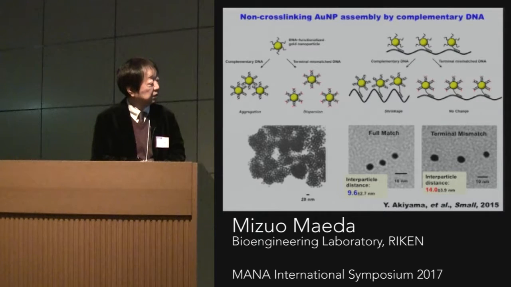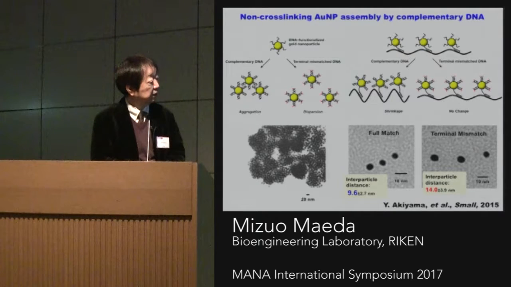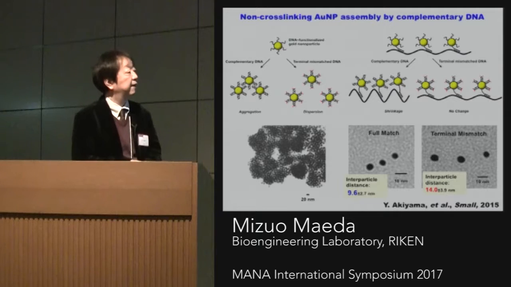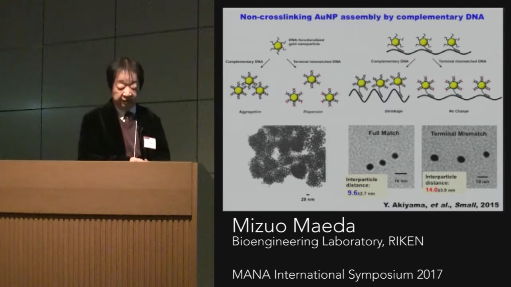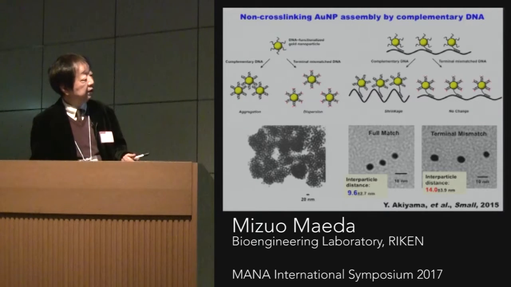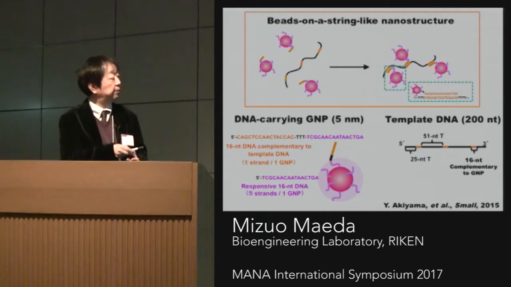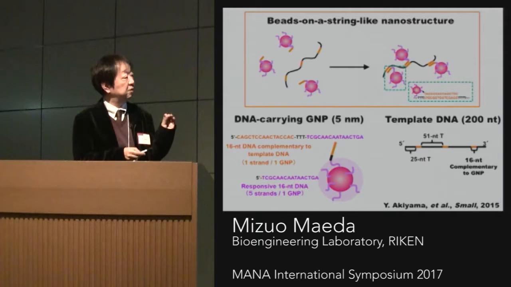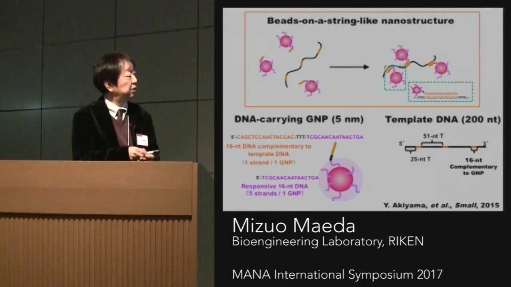In the case of full match DNA, you can see the interparticle distance is about 10 nanometers. But in the case of addition of terminally mismatched DNA, then you can see 14 nanometers of interparticle distance. This is also probably due to the aggregation and dispersion difference. This type of 3 nanoparticles on 1 chain can be prepared this way. The procedure is a bit complicated, so I would like to show you just a scheme.